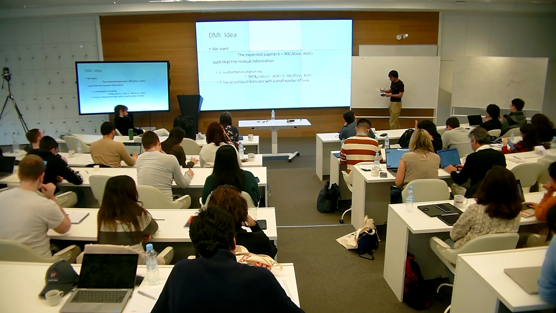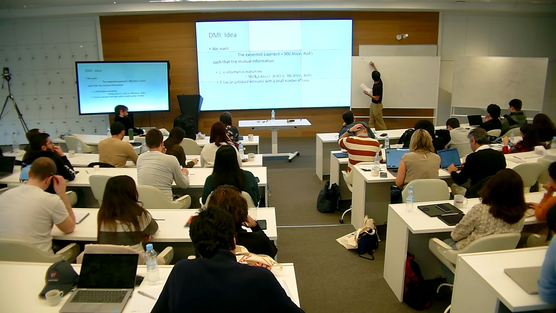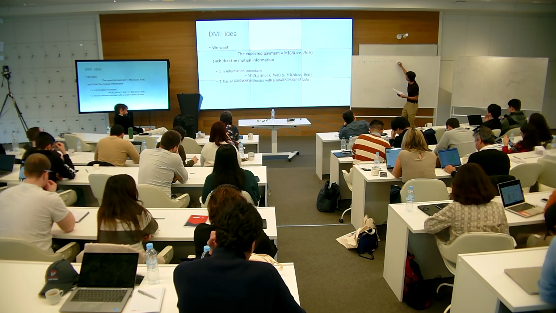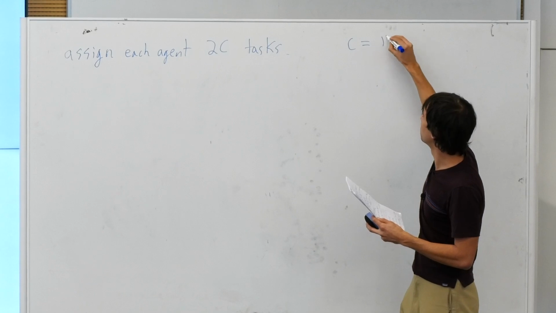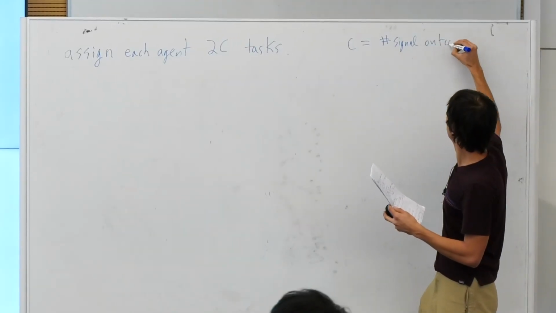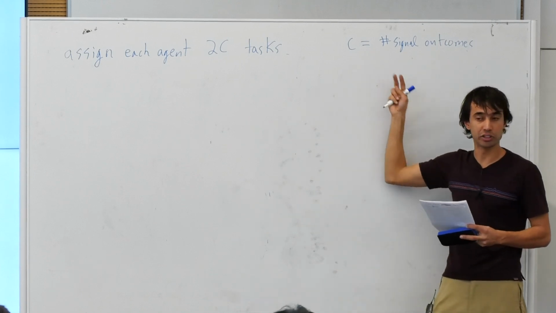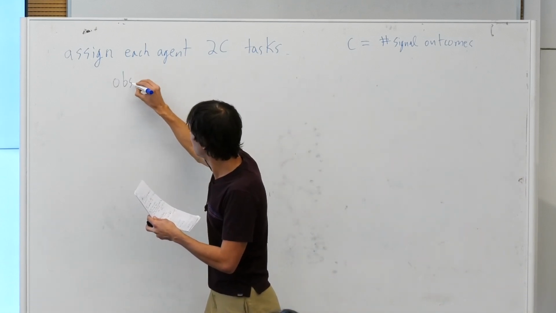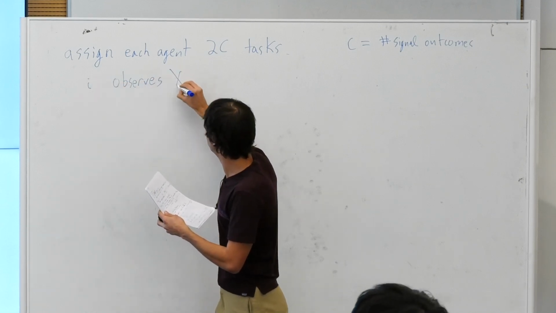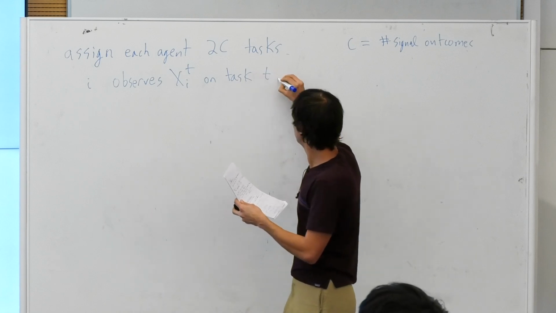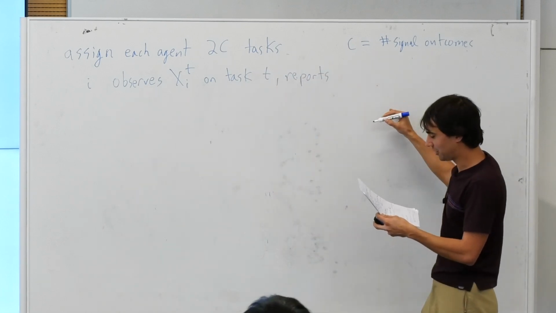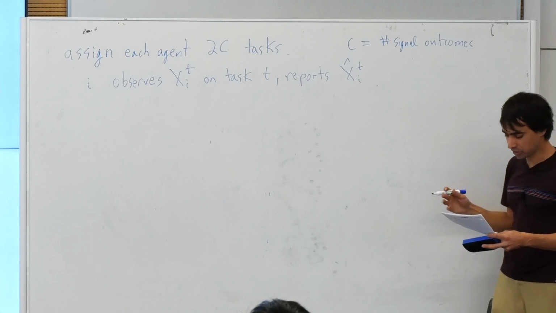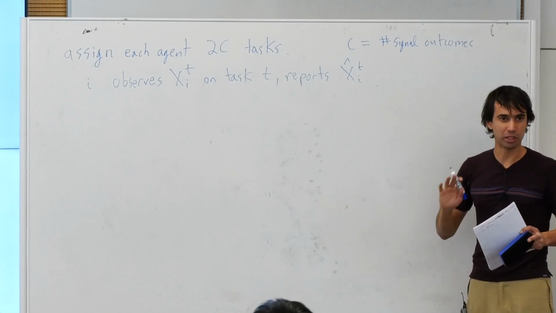Okay. So we assign each agent 2C tasks, where C is this number that is going to have some importance for us. It's just the number of possible signal outcomes. For example, in the binary case, C is 2. Each agent observes, so agent i observes x_it on task t, and they report x-hat_it. Now this notation is more standard, but I flipped the hat. And now here's the key idea. It's not intuitive at first, but there is cool intuition behind it.